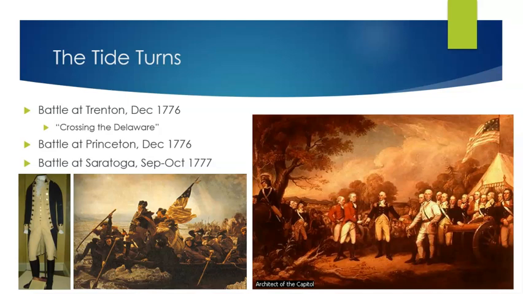But the most important victory for the Patriots came in September and October of 1777 at the Battle of Saratoga. British General John Burgoyne was to carry out a plan to isolate New England. He was going to march along Lake Champlain and in the Hudson River Valley with the plan to converge upon Albany, New York, and meet up with General Howe, who was supposed to come up out of New York City.